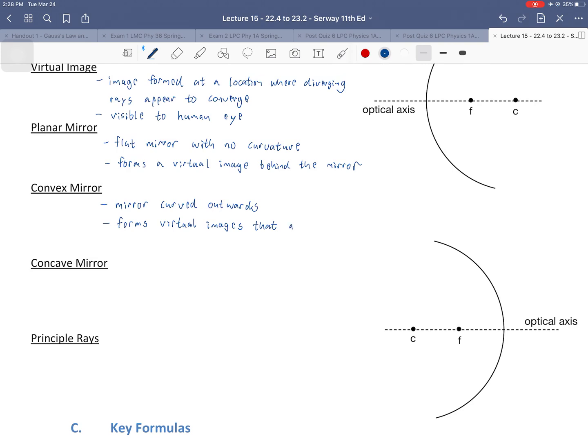And that have magnification set by object distance and focal length. That would be the focal length of the mirror.